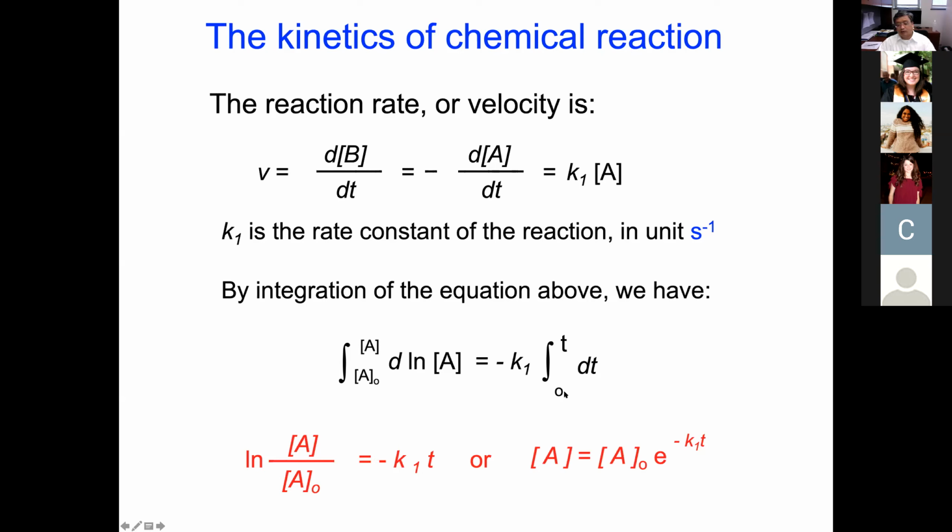You can also describe the equation in another form, which is the concentration of A at any time equals A naught multiplied by e to the power of negative k1 times t, where t is the time. So if you know A naught, if you know k1, and you know the time you are looking at, you can calculate the concentration of A at any time for this reaction. These are two different ways we describe the rate of the first order reaction.